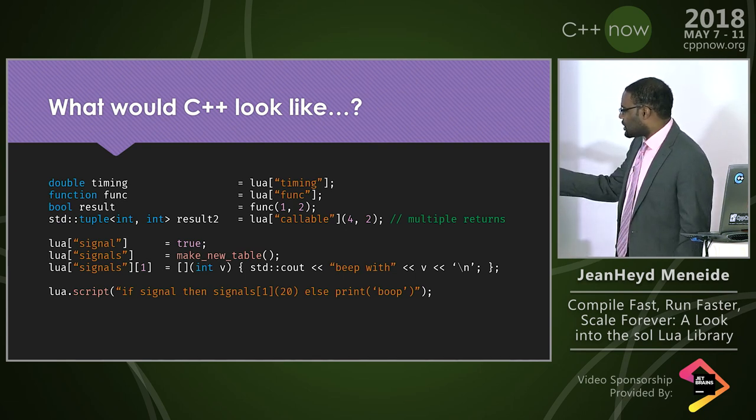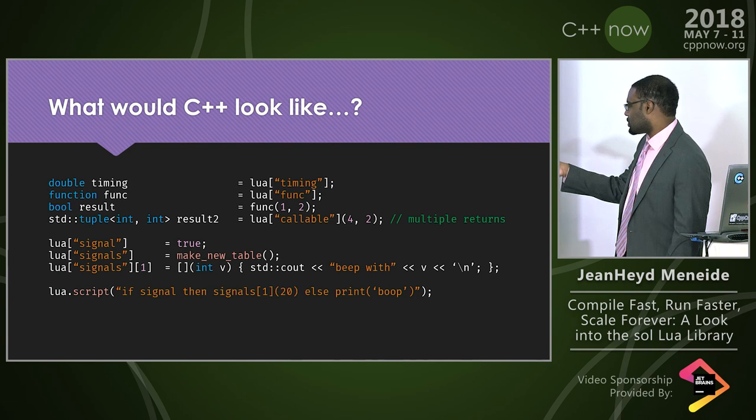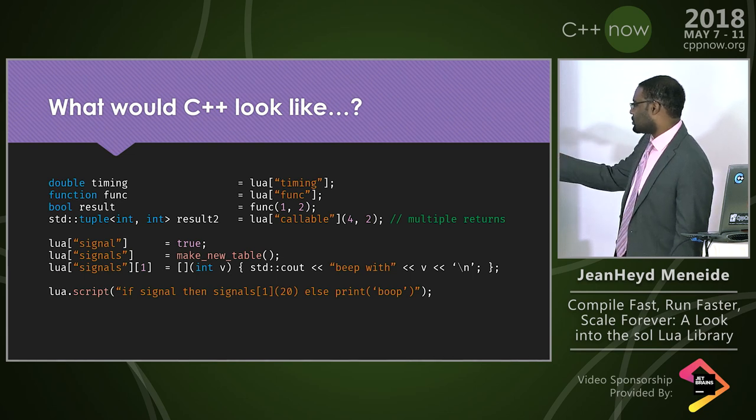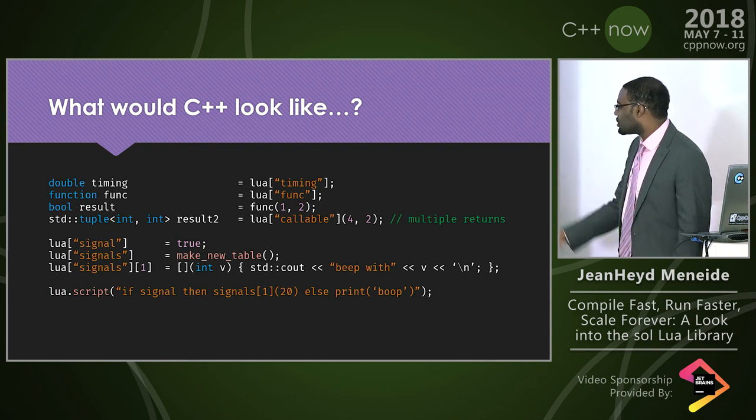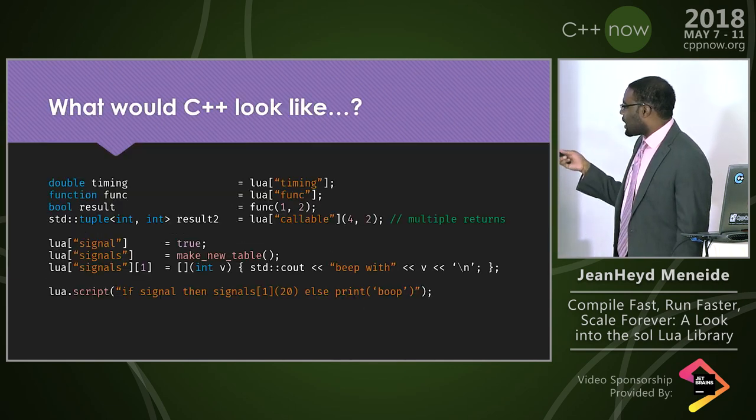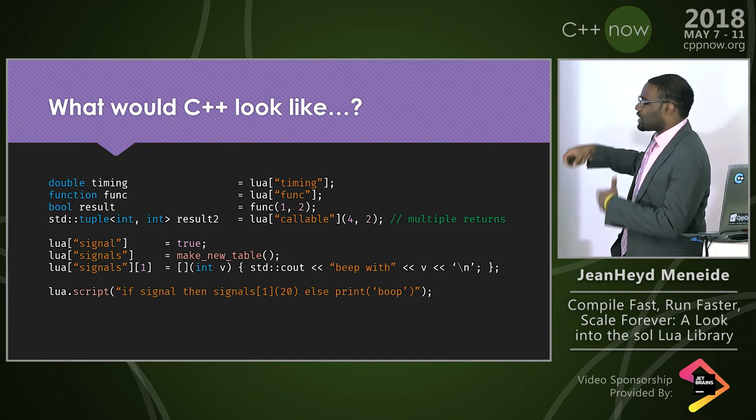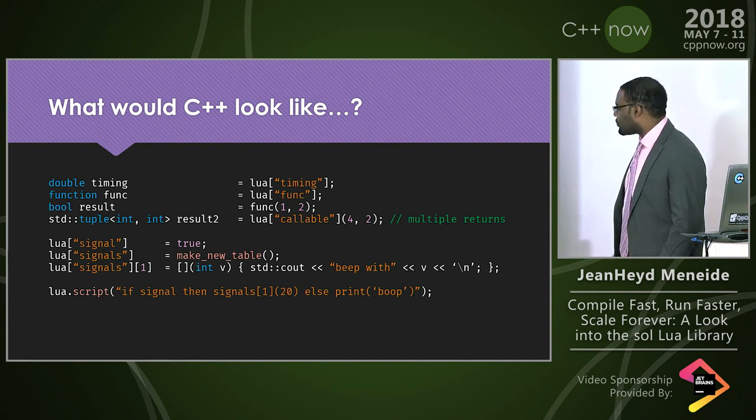And then this is just a quick way of saying, hey, I want to run a script, right? That's just a string. And we just have a test here: if signal, then access the signals array that we set here, go to the first index, and pass 20 into this thing, right? So this would call beep with 20 instead of taking the else branch, right? So this is the ideal that we're looking for.